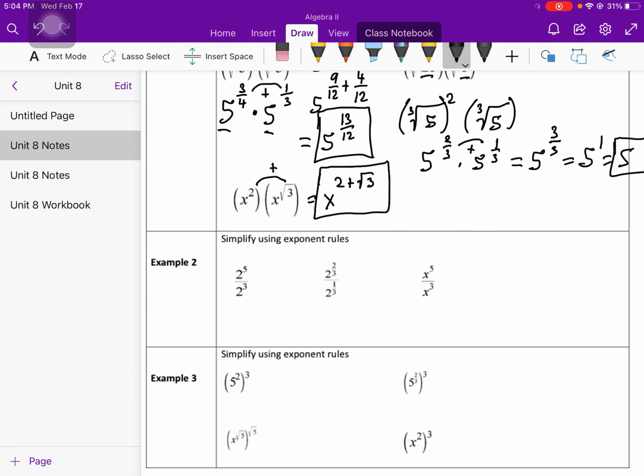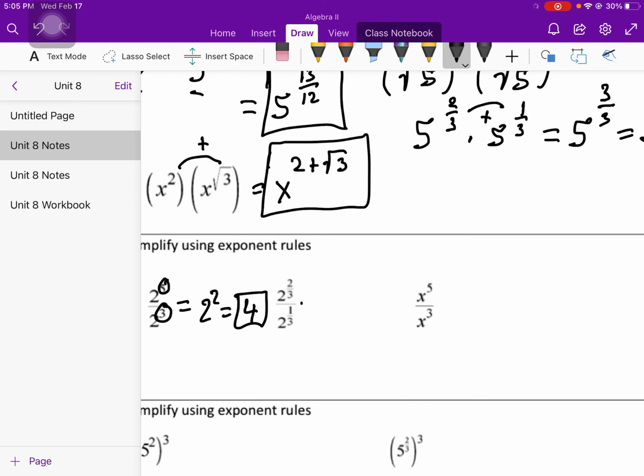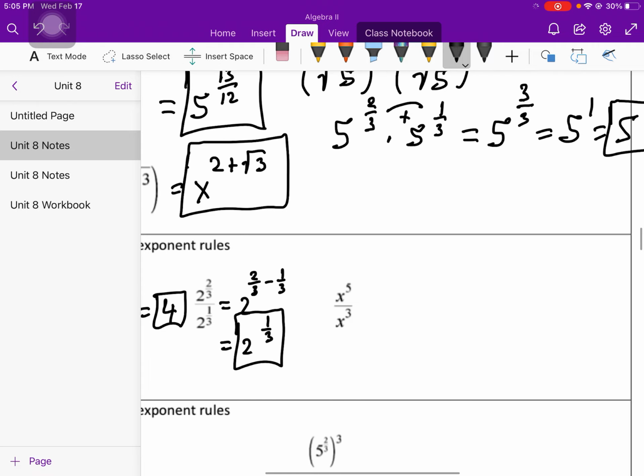All right. Simplify using exponent rules. So we could type these in our calculator, but remember, with the exponent rules, you just subtract here. So 5 minus 3 would be 2 squared, which equals 4. Same thing with this one. We would get 2/3 minus 1/3, which equals 2 to the 1/3 power. And then this one would be 5 minus 3, which equals x squared.